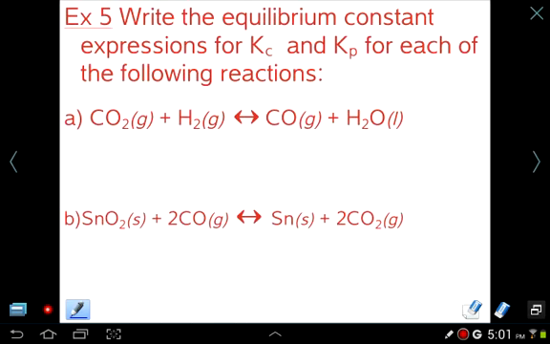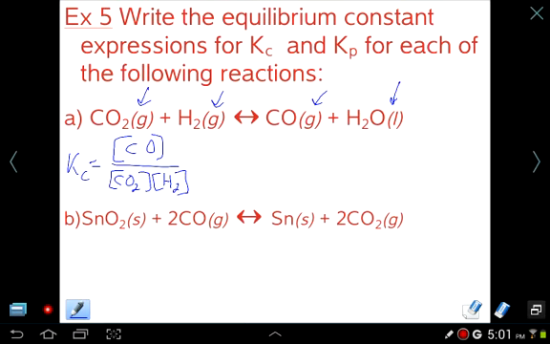So why don't we practice writing these heterogeneous equilibria for a few of these. Here it says write both the Kc and Kp for each one of these. So Kc, remember, is defined in terms of concentration, and it's still products over reactants. So in our case we have a liquid for one of our products, so this liquid will not appear in the equilibrium expression, but gases will appear. So the concentration of CO goes on top, and both of these are gases, so we will include these: the concentration of CO2 times the concentration of H2.